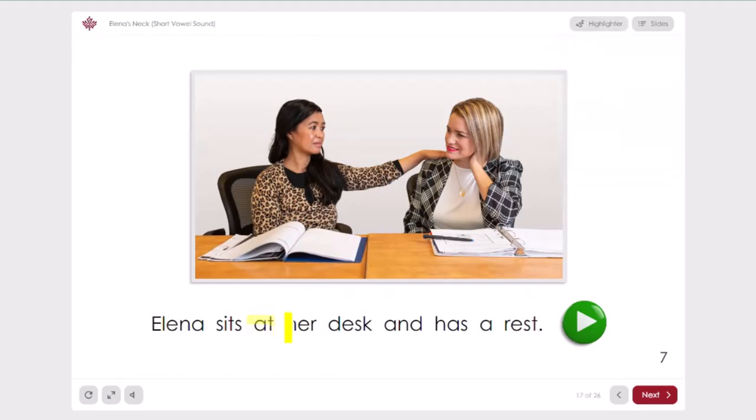At, her, and, has. Oh, this page has a lot of sight words. I see 1, 2, 3, 4, 5.